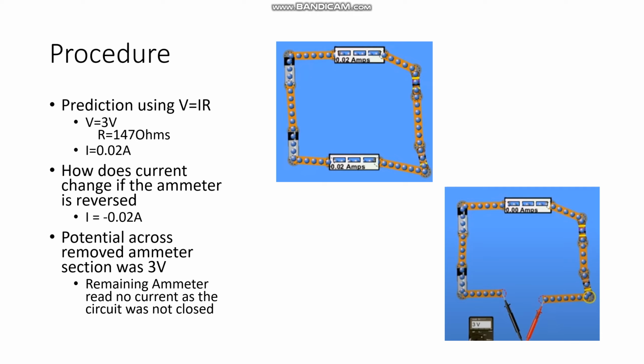Then lastly, if we remove one of the ammeters, we're curious about what the potential difference between them is. In which case, it was found to be 3 volts. That's because that's the connection between the batteries, basically. And the reason there's no actual current running is that we've created a break in the circuit, so nothing's closed, so it's not running.